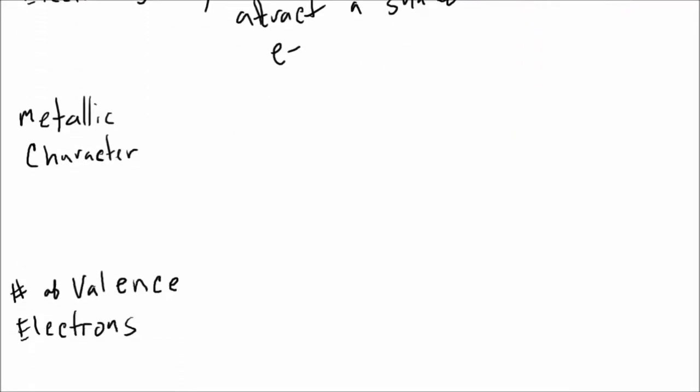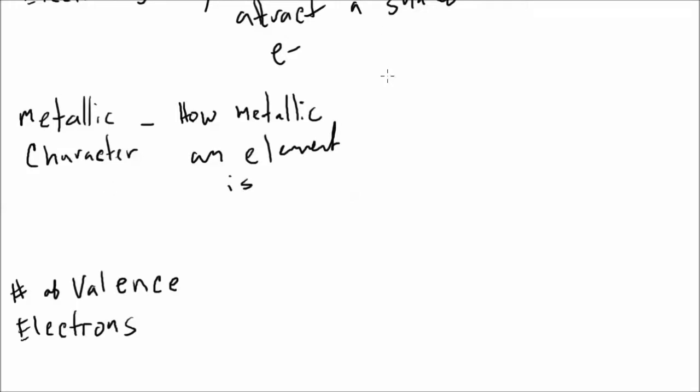Metallic character is just kind of a measure of the general metal-like properties that the element has, and it's basically based on how easy it is for the metal to give away an electron. So for this class, we're just going to say how metallic an element is. If you're interested in metallic character and what it is precisely, you can do some research online.